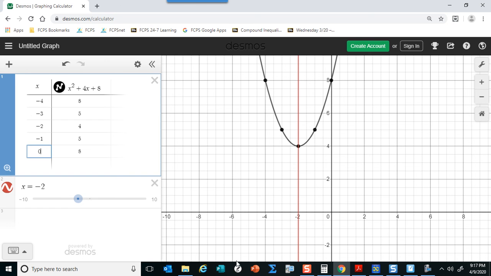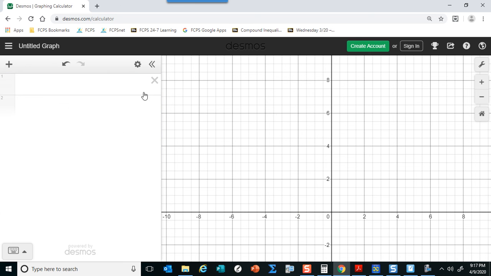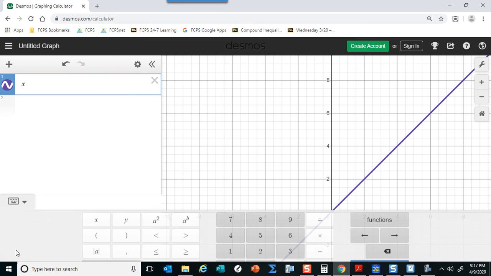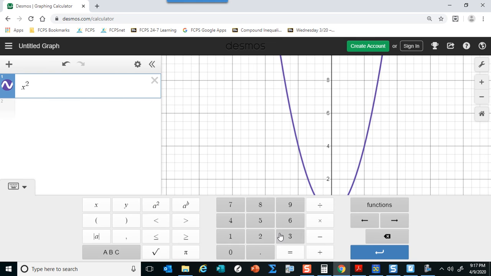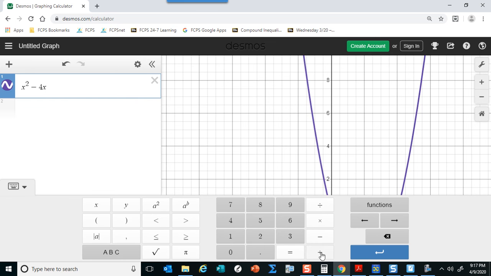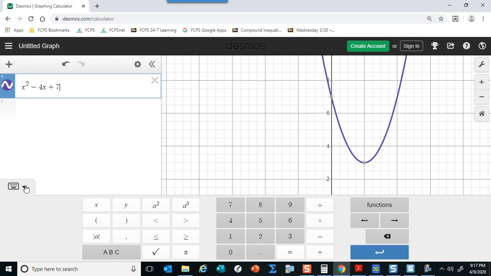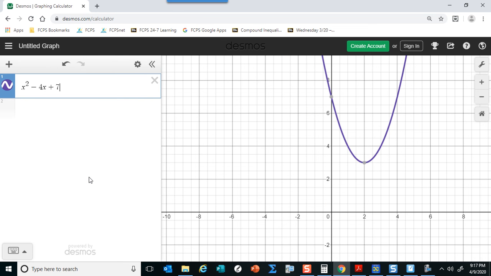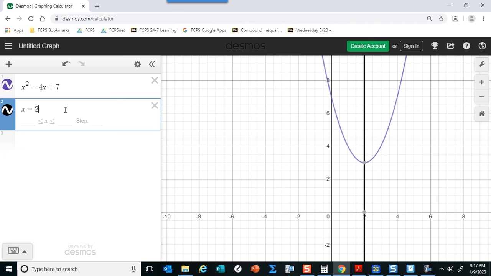Okay, let's clear our calculator. Do the next graph. Y equals x squared minus 4x plus 7. Here's my vertex, which is 2, 3. My axis of symmetry is the vertical line, x equals 2.